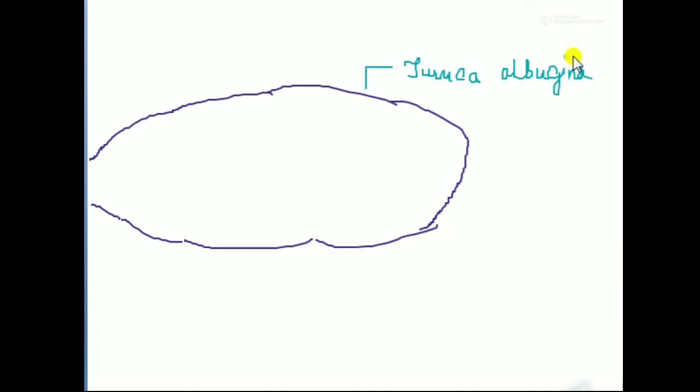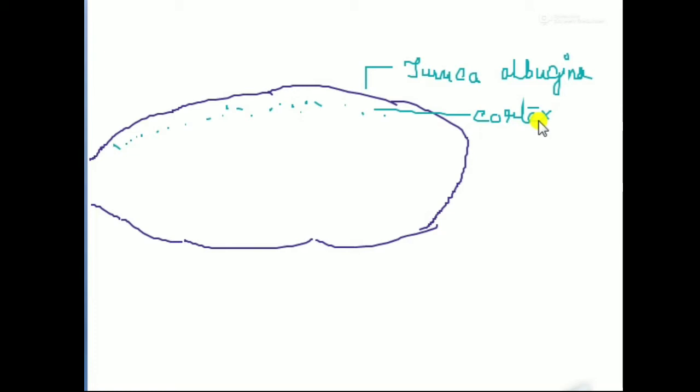The inner mass is divided into two zones. The outermost layer is the cortex. This is the cortex portion, if I draw it like this, and the remaining inner part is known as medulla. That means the inner mass is divided into two zones.